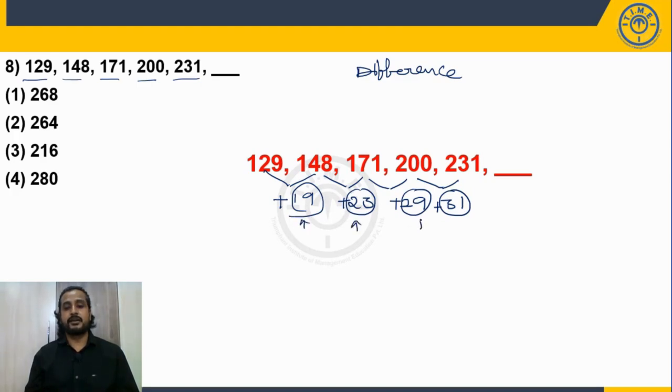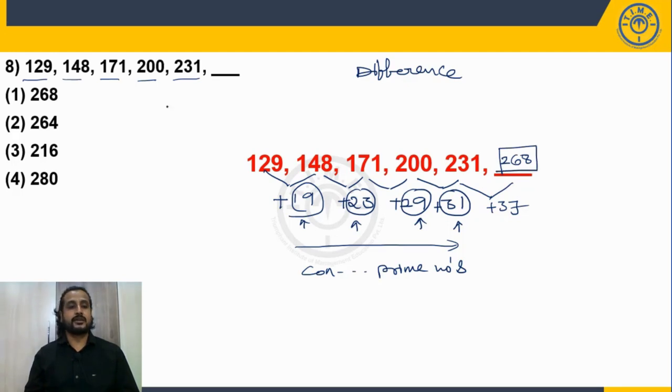What are these numbers? 19, 23, 29, 31 are consecutive prime numbers. So after 31, what will the prime number be? 37. So 231 plus 37 will be how much? 268. So what is the required answer? 268.